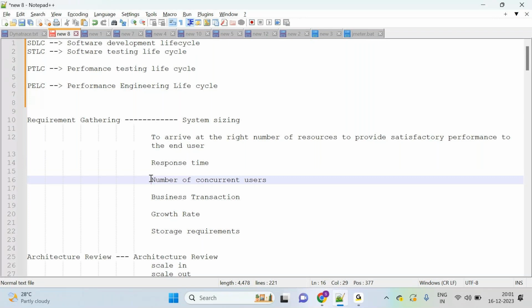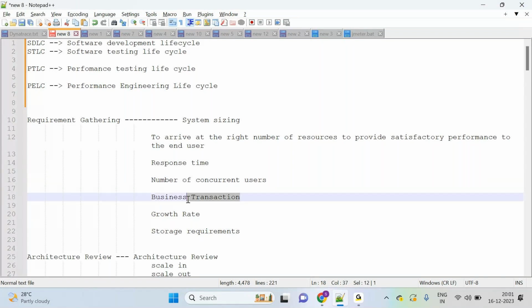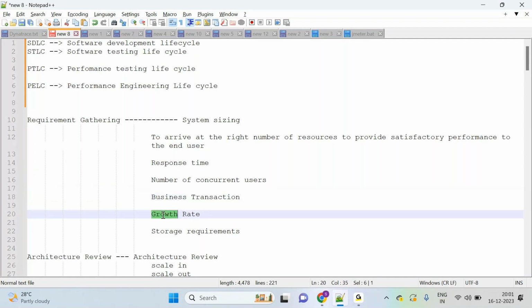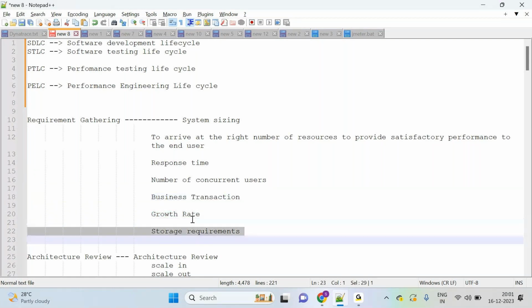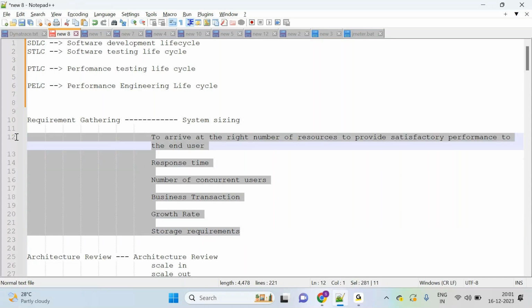And they are also going to think about what? Number of concurrent users. That is also something they are going to think about. And critical business flows, business transaction level, growth rate level, storage requirement level, everything performance engineers will discuss and understand in that life cycle layer.